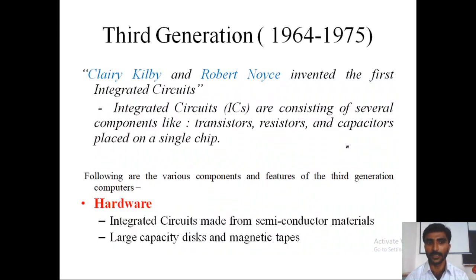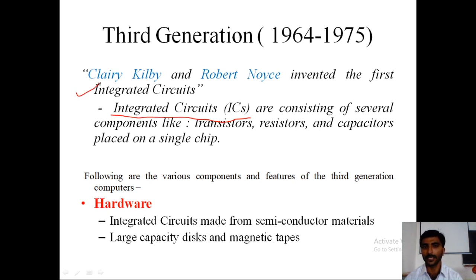Okay, second generation done. Now we are going to discuss the third generation. This is very important. Why? Because here we used IC chips, integrated circuits. Who invented integrated circuits? Jack Kilby and Robert Noyce invented the first integrated circuits.